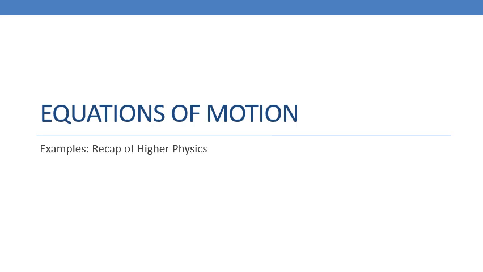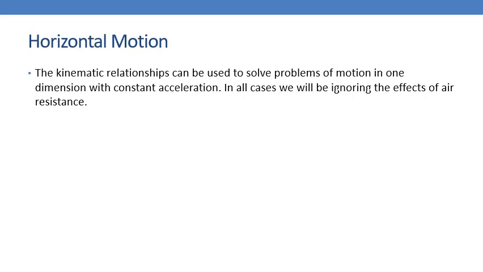This is a video for advanced higher pupils who may wish to get a recap on the equations of motion work from higher physics. The equations of motion can only be used when there is motion in one dimension with a constant acceleration. So things like air resistance are ignored because if there was air resistance, the acceleration wouldn't be constant because there would be a force acting upon the motion.